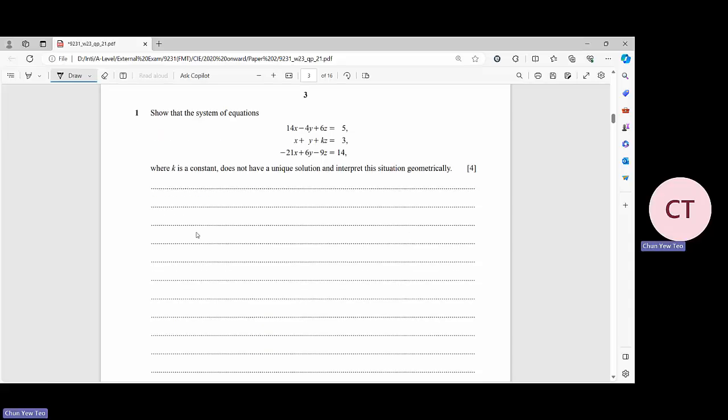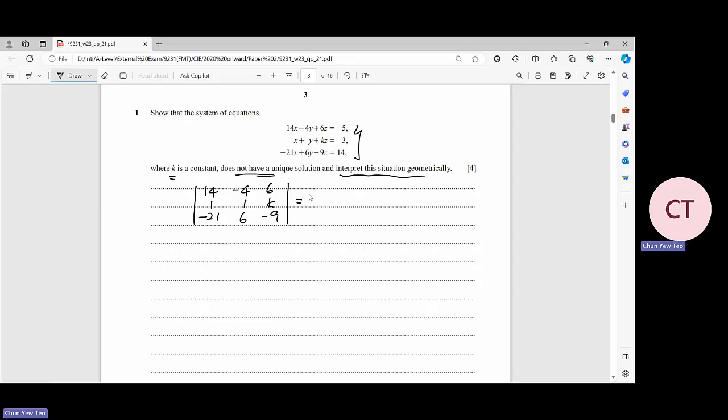Number 1, matrices. Show that the system of equations as given here, where k is a constant, does not have a unique solution. Okay, we want to show that this system of equations does not have a unique solution and interpret this situation geometrically. In order to show that it does not have a unique solution, we just need to find the determinant. So the determinant of this system of equations will be 14, 1, negative 21, negative 4, 1, 6, 6, k, negative 9.